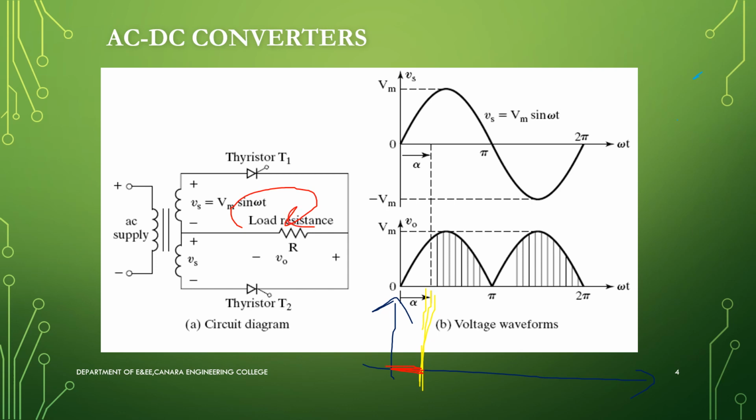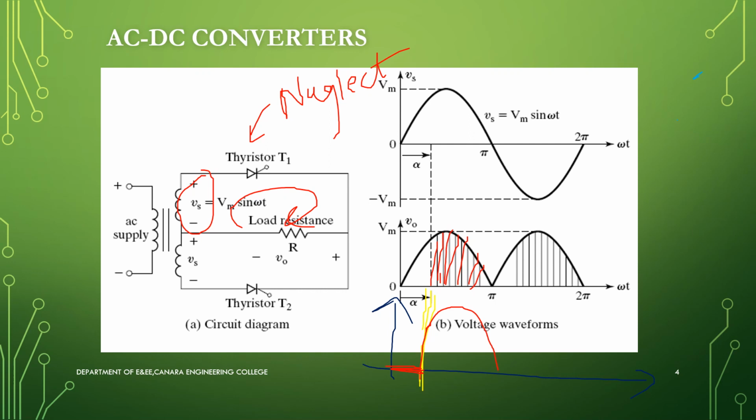So what is the voltage across the resistor? Voltage across the resistor is equal to the supply voltage if we neglect the voltage drop across the thyristor. Then your voltage across the resistor will be the same as the input voltage, which is shown by this hatching pattern. Is that clear? So this is actually your output voltage.